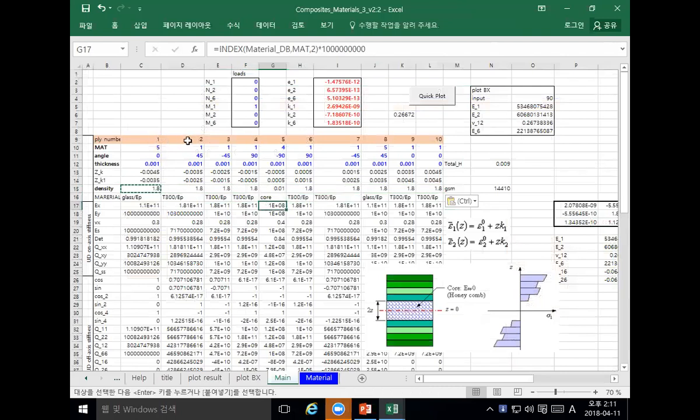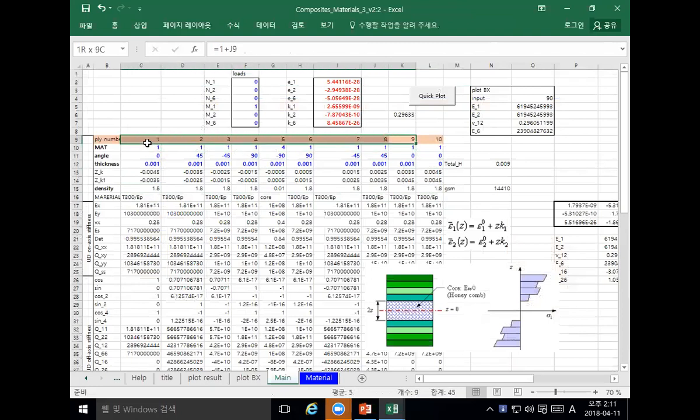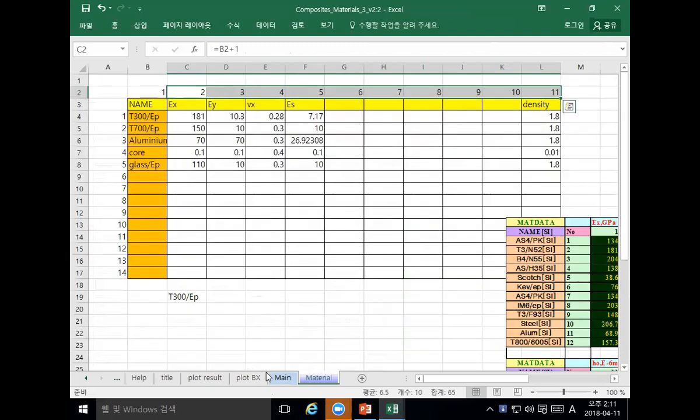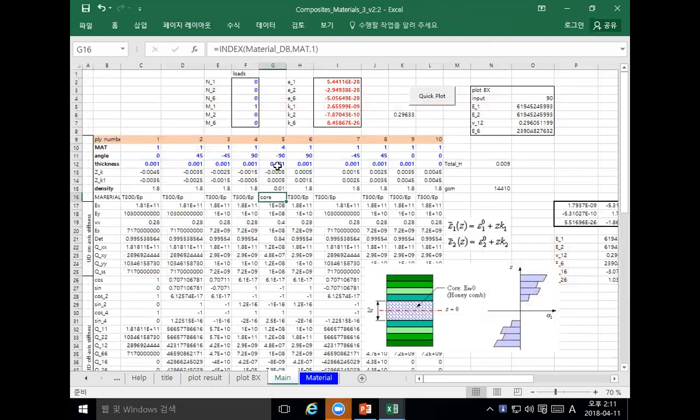Here, I just want to remind you that this is the 4-ply, 1, 2, 3, 4 ply. I'll change this one to 1, and this one to 1. So all T300 carbon and T300 carbon here, and the thickness at the bottom is 0, so we have only 9 plies, but at the center we chose number 4. What is number 4? A core material, and the thickness is arbitrary right now. And here you get the density of the core according to this material number.